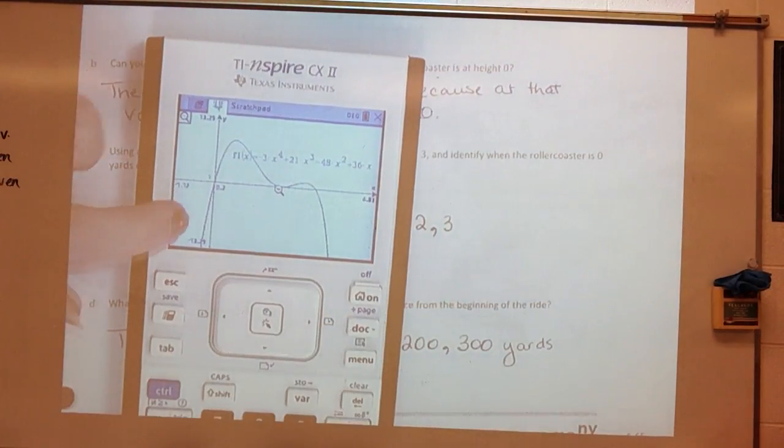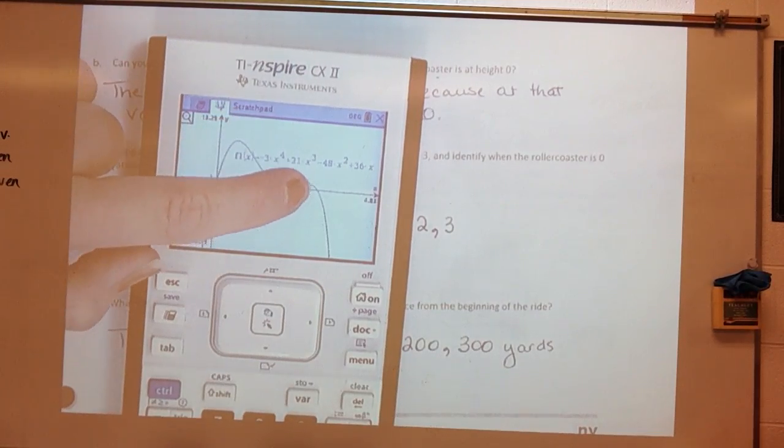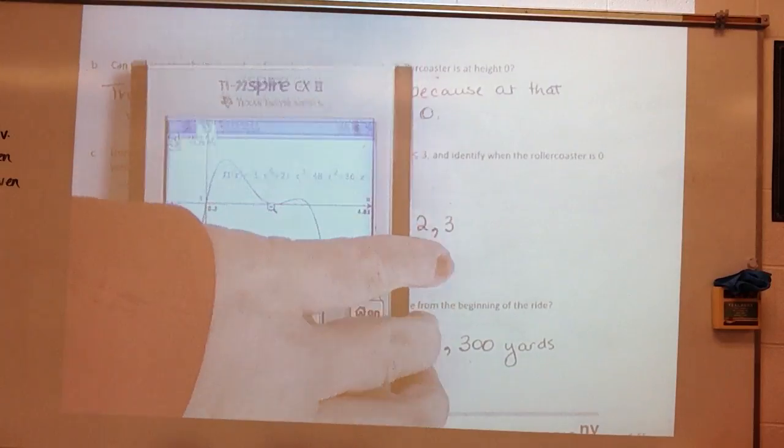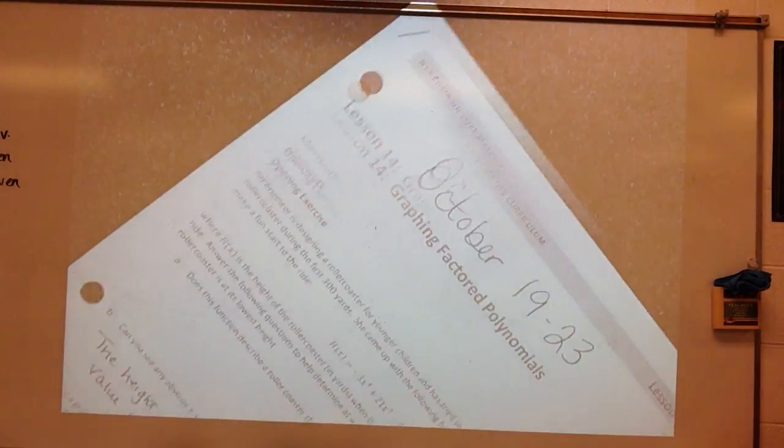You can see that on your graph because look what happens. It goes up, down, down. So I can see my lowest points there.